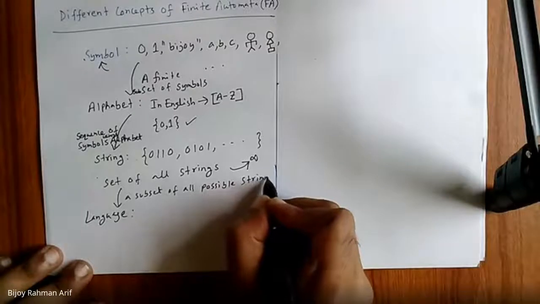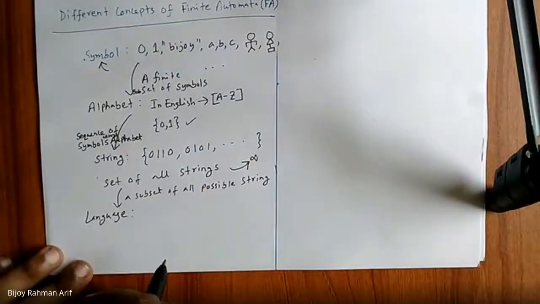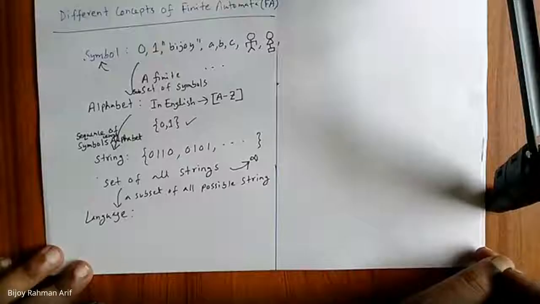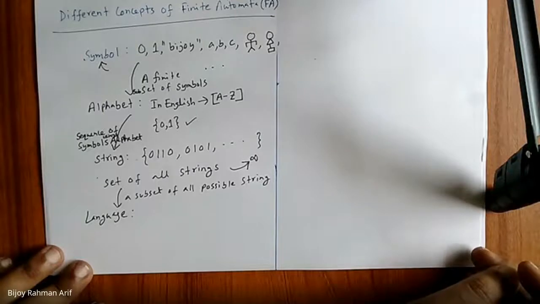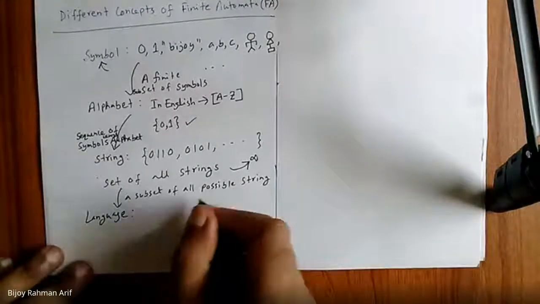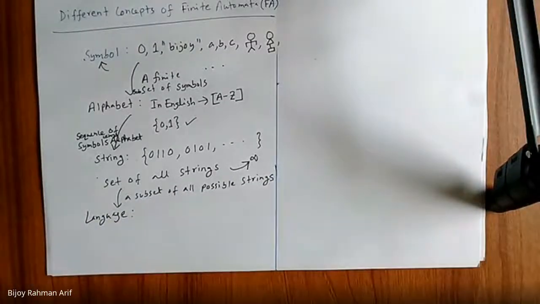So do you understand actually how I constructed this thing? Did you understand? Yes, sir. Can you tell me the workflow? Before that, give me an example of language. A subset of all possible strings is called language. Can you give me an example?